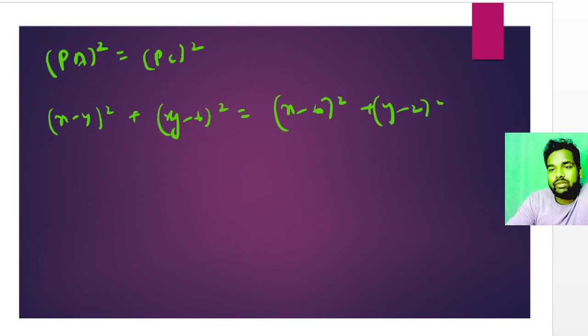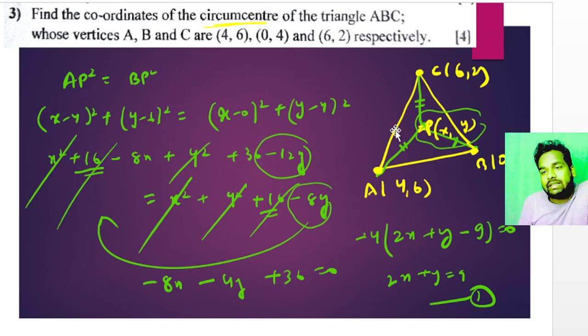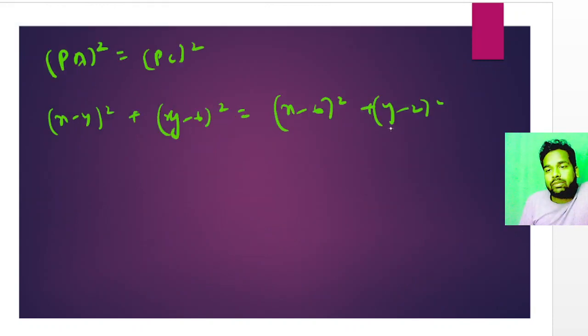We can write this because it is already given in the question that we are considering PC, that is (x minus 6) the whole square plus (y minus 2) the whole square. So we have already considered this by using the section formula or the distance formula. Now you solve this one.